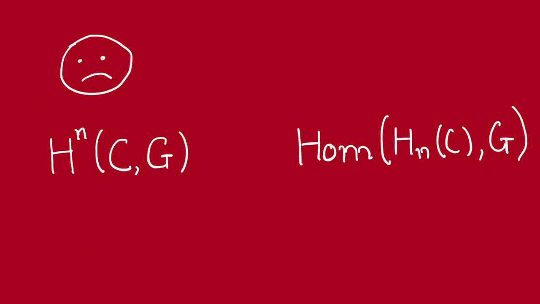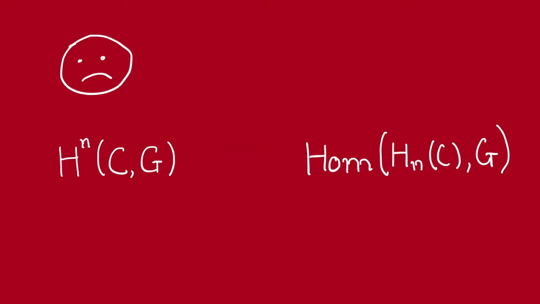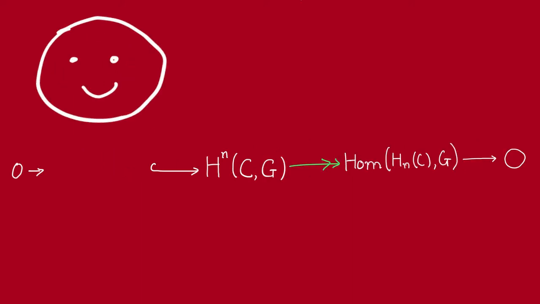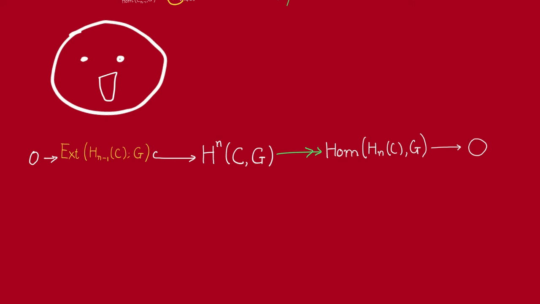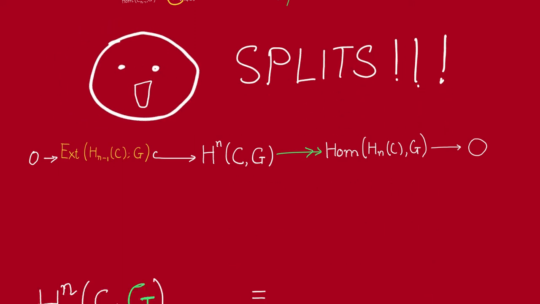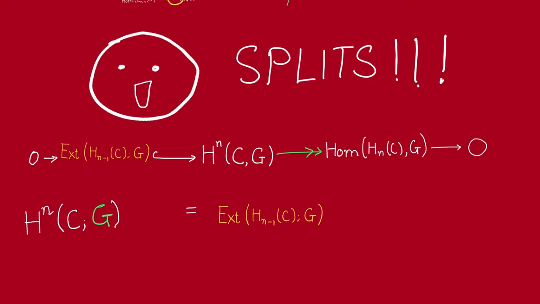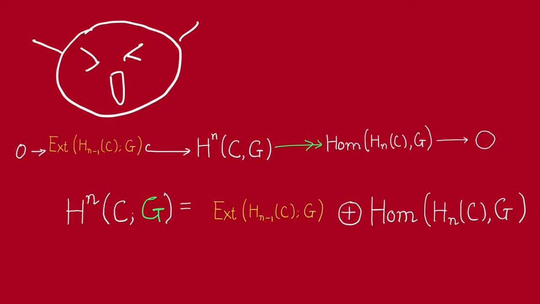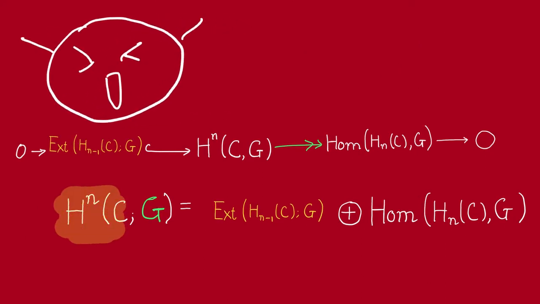But don't worry, not all is lost. Even though these aren't generally the same, there's a natural surjection from this group to this group. On top of that, we even know its kernel. Moreover, this short exact sequence splits. So we can actually express this cohomology group as a direct sum of this Ext factor with the dual of the homology group. This then allows us to relate the cohomology group with the homology group.